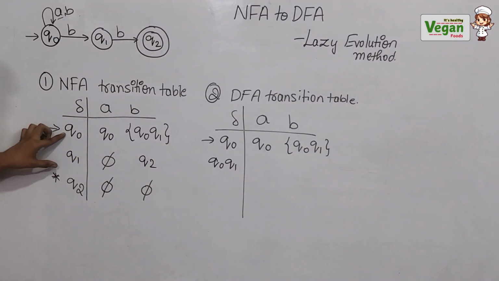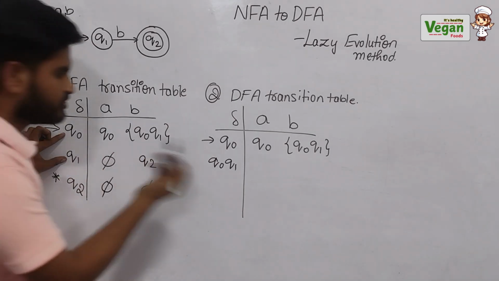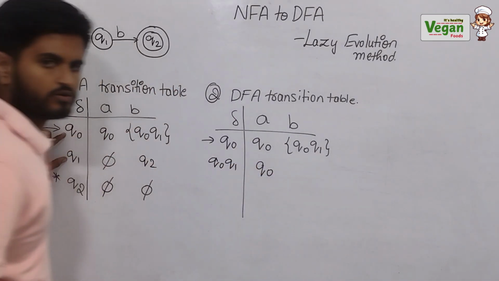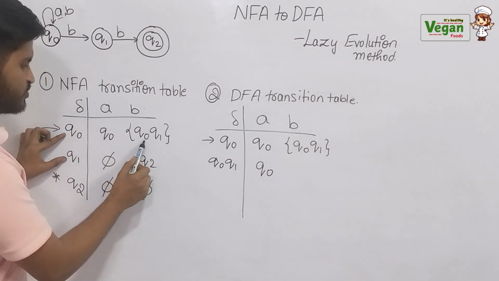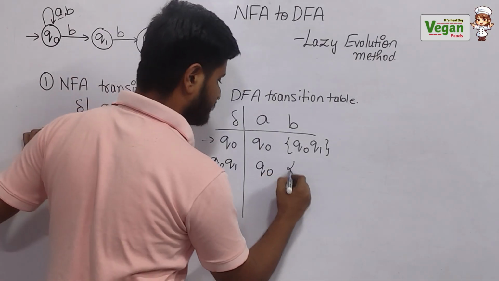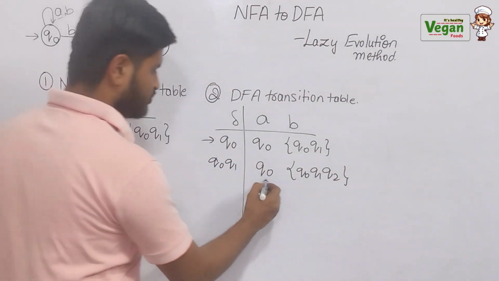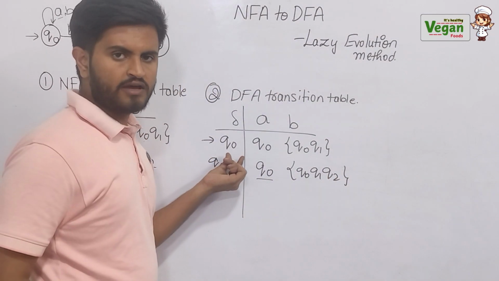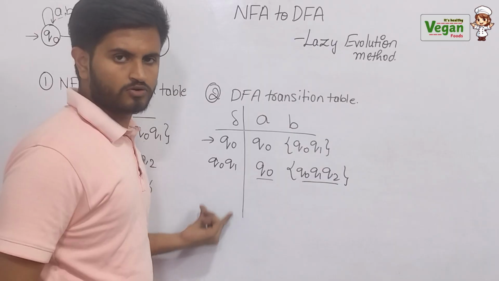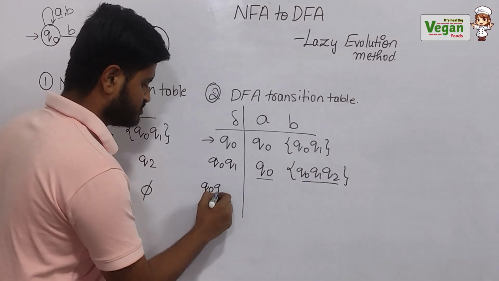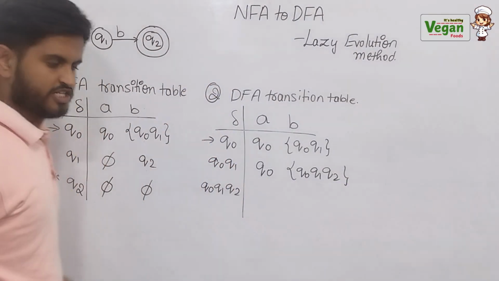Now see, Q0 is here, Q1 is here. For a, it is moving to Q0 and phi. You don't need to write phi, just write Q0. Phi means null, you don't need to write it again. Now for b, they are moving to Q0, Q1 and Q2, so write all of them, Q0, Q1 and Q2. Now Q0 is one state for which we have written the transition. Q0, Q1, Q2 is another state for which we have not written the transition. So let's write it. Q0, Q1 and Q2 is my new state for which we want to write the transition.